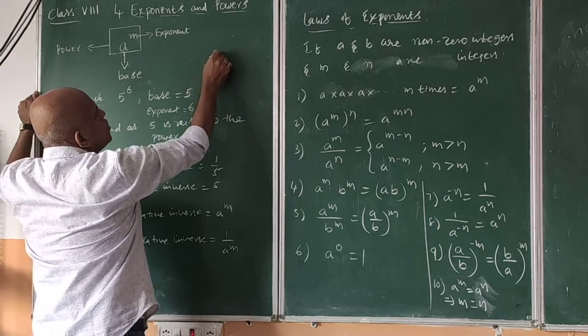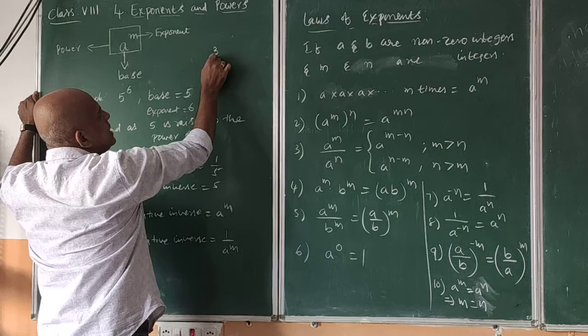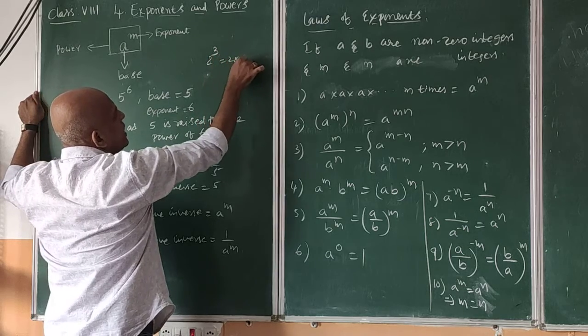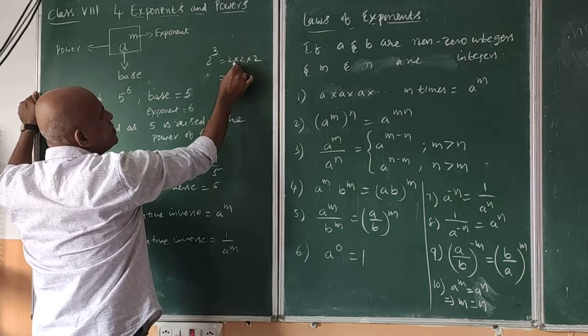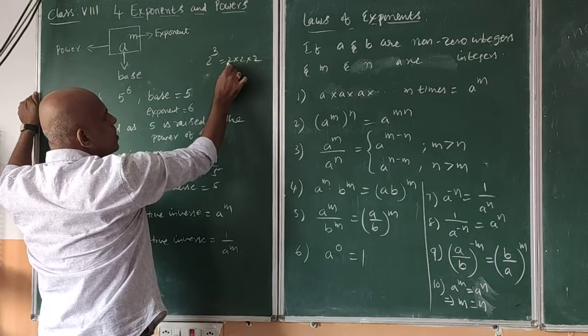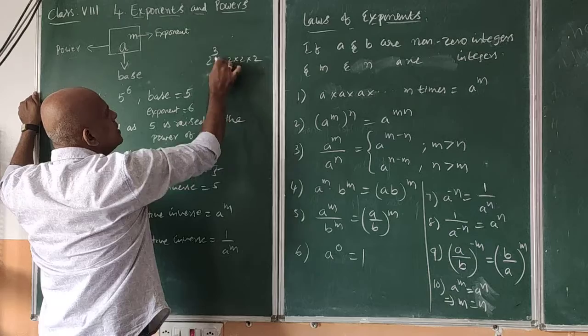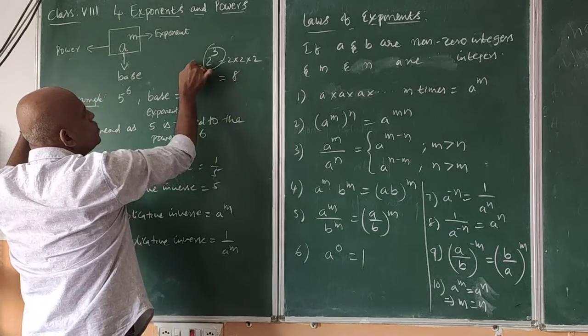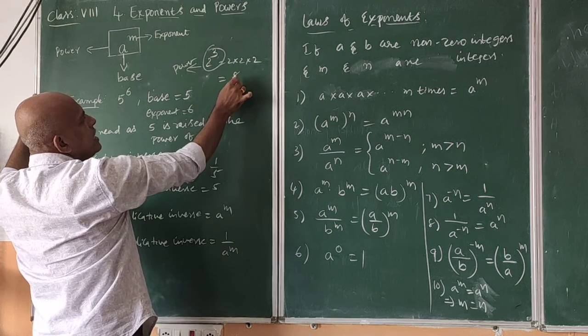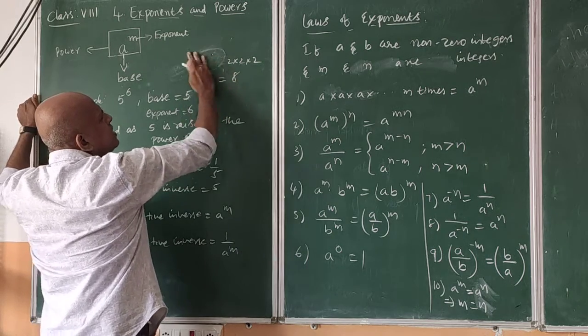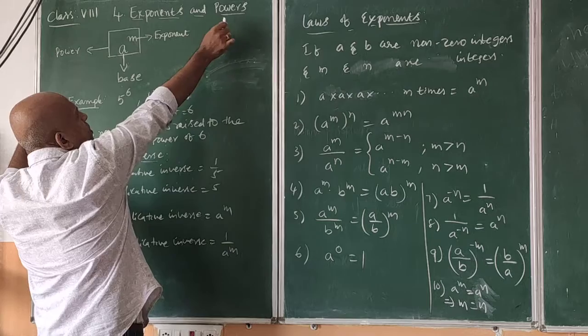Okay. For example, 2 to the power of 3, 2 cubed. If we expand this, 2 into 2 into 2, 3 times you have to multiply. 2 into 2, 4, 4 into 2, 8. So its value is 8. So 2 power 3 is nothing but power, and its value is 8. So it should not be a confusion that exponent and power are the same.